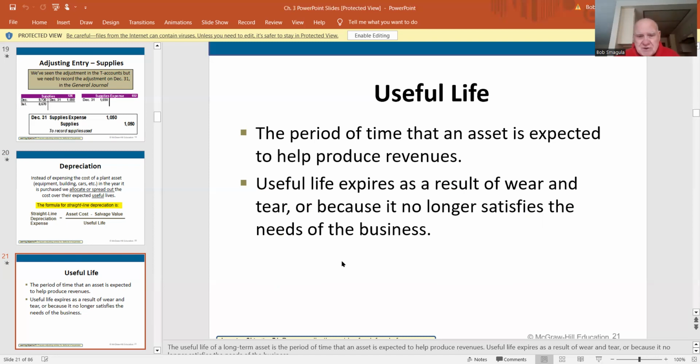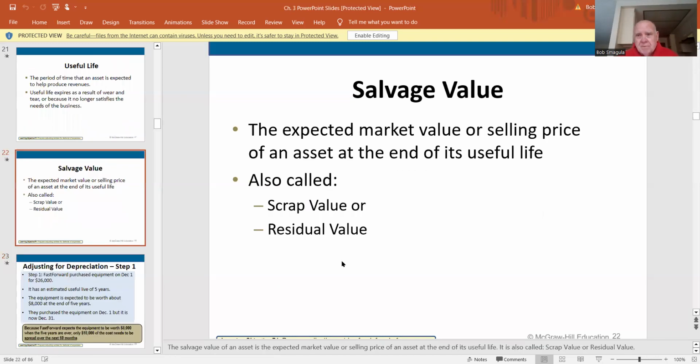Okay. Useful life expires as the result of wear and tear, or because it no longer satisfies the needs of a business. For example, if you bought a machine and you had it as a 20-year life, and after 10 years, you no longer make that product and have no use for that machine, well, that would be a write-off of that machine for 10 years worth. So let's see what we got here.